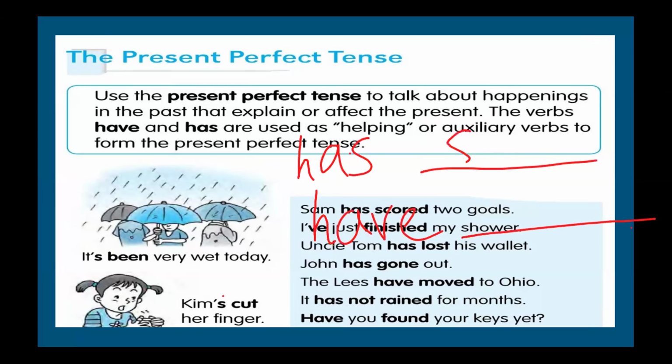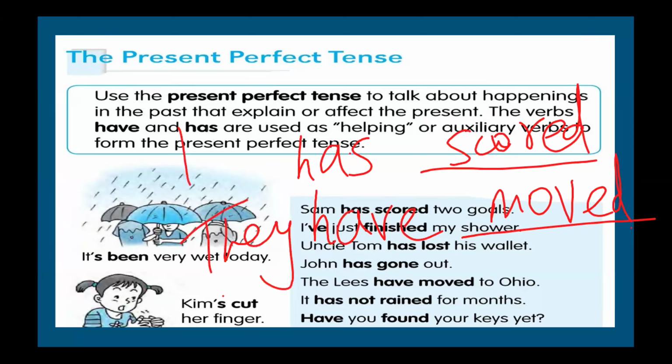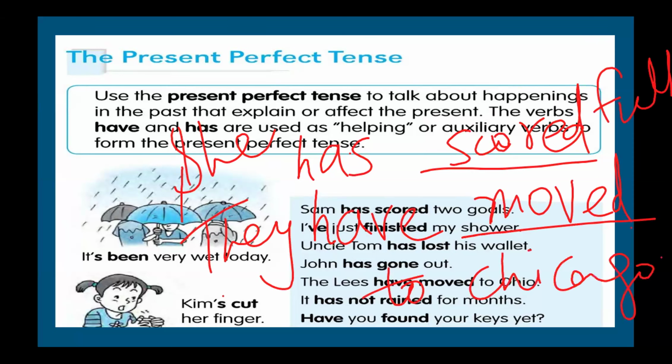Ed. Scored or prepared or examined or moved, whatever it is. Has moved or they have moved. She has scored full marks in her test. They have moved to Chicago, whatever. So have you understood? We will use this helping verb and then we will use the verb plus ed. Clear?